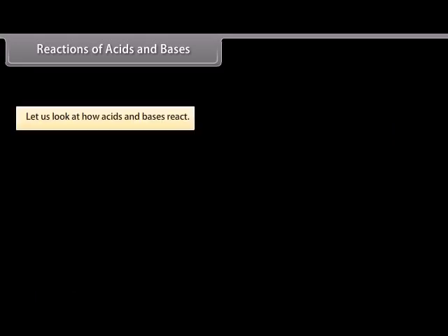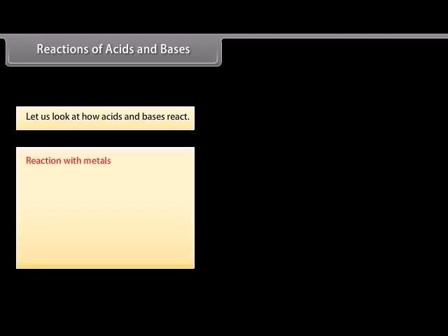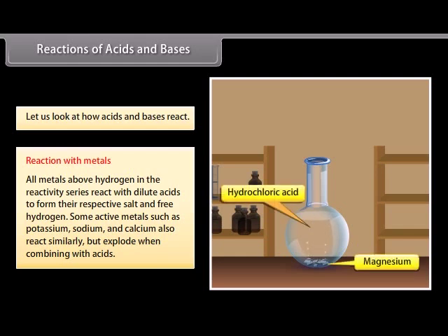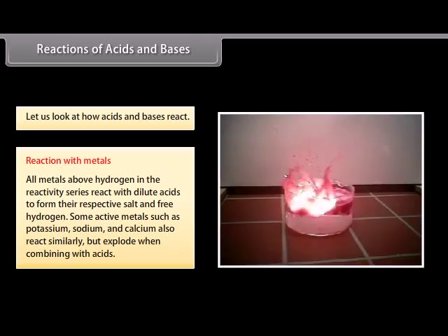Let us look at the different reactions of acids and bases with metals, metal carbonates and metal hydrogen carbonates, and with each other. Reaction with metals. All metals above hydrogen in the reactivity series react with dilute acids to form their respective salt and free hydrogen. Active metals such as potassium, sodium and calcium also react similarly but explode when combining with acids.